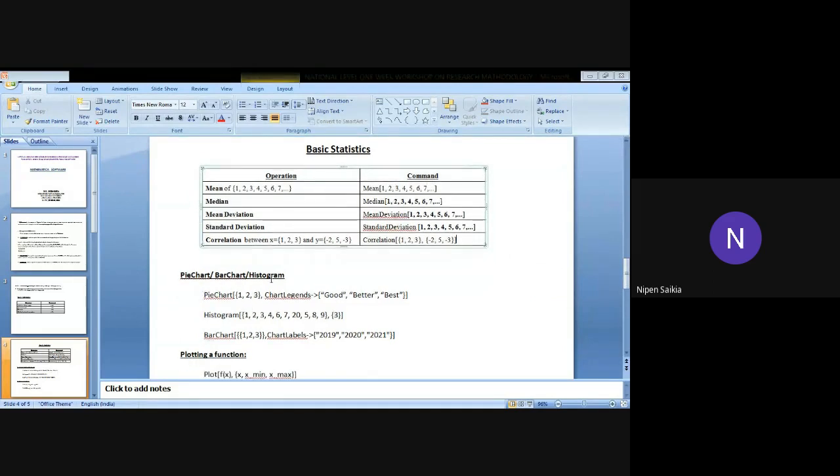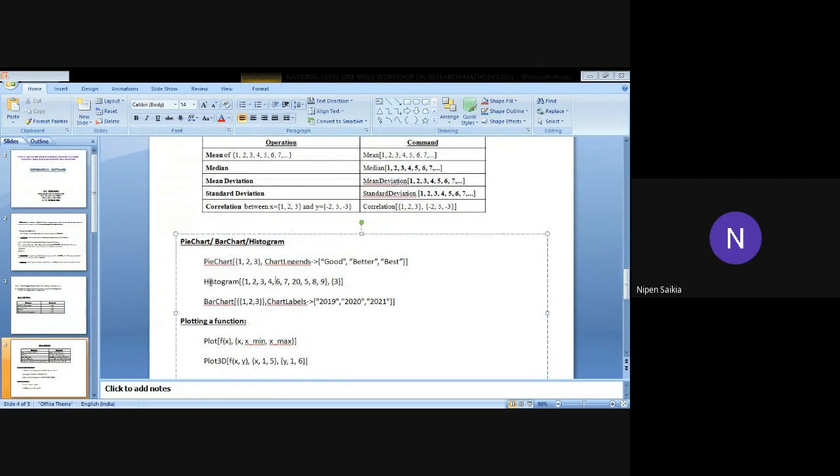Here I have given some commands and written some examples. The first one is a pie chart. This is the frequency of some categories, like good, better, best. If we put this command in the notebook of Mathematica and press shift enter, we get the pie chart, which can be copied from the notebook to any Word file, or converted to a PDF file, and then copied to Word.